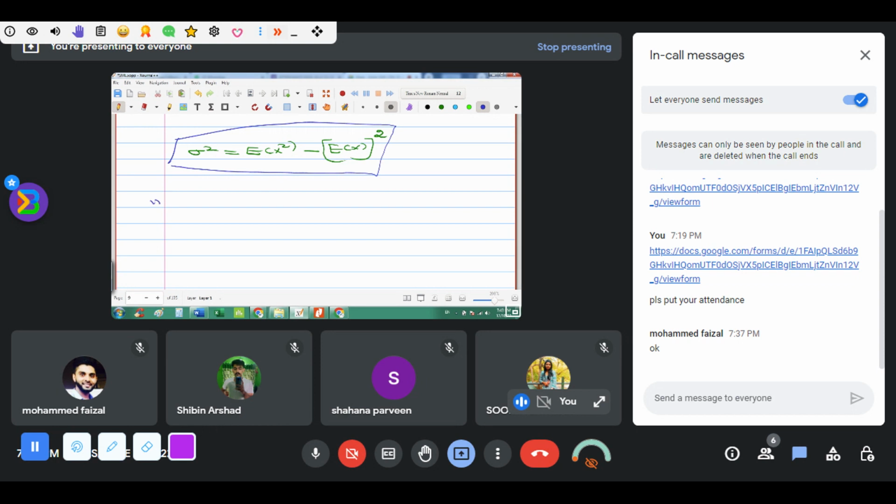What is the question here? Find mean and variance. So given the data x: 0, 1, 2. Corresponding probability values P of x: 0.3, 0.5, 0.2.